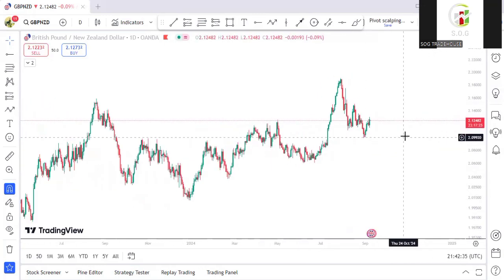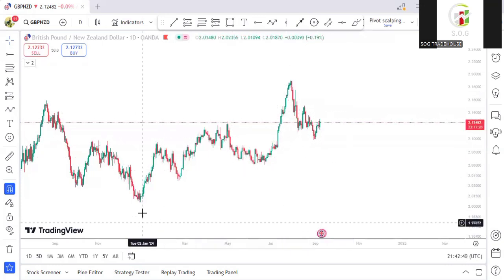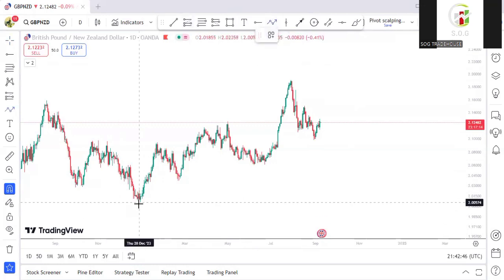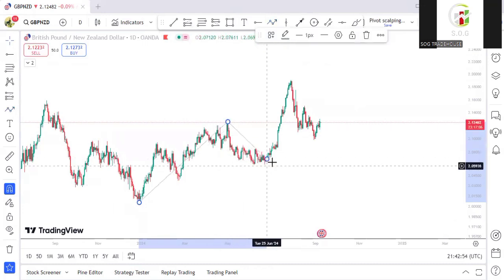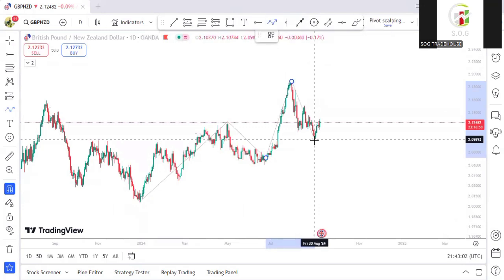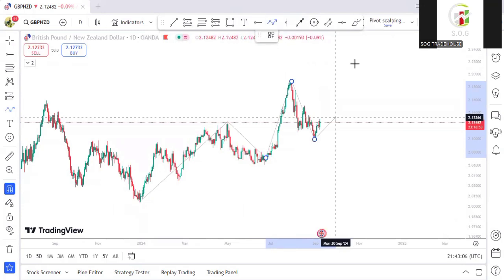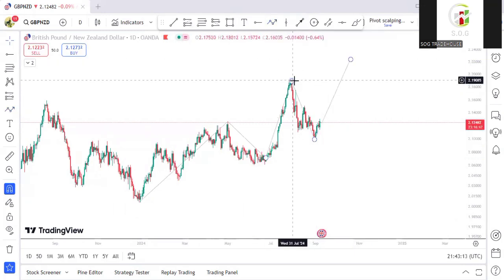So on GBP NZD, we can obviously see the market trending to the upside. So there's a low and there's a high. Let me use this tool to make it easier. So we have this swing low, swing high, swing low, swing high, and there's a swing low here. So what are we anticipating? We're anticipating another swing high to break this high over here.